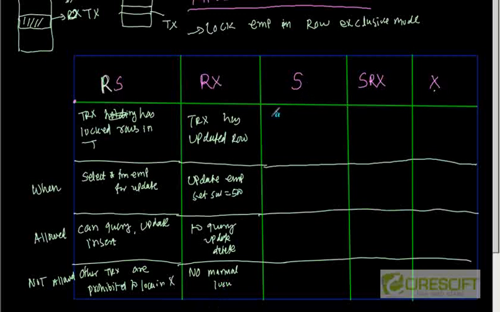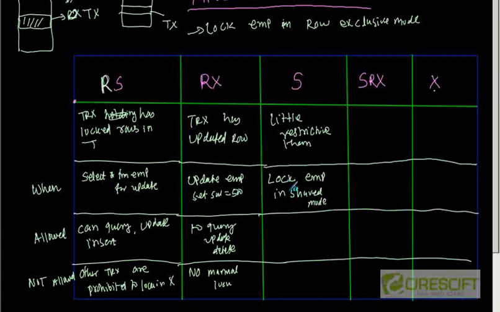And share locks are a little more restrictive than the RS and RX lock. Even though it says shared, it's more restrictive than RS and RX locks. Whenever somebody gives a statement like lock EMP in shared mode, okay, so whenever one transaction gives this kind of statement, then the table will be locked in the share mode.